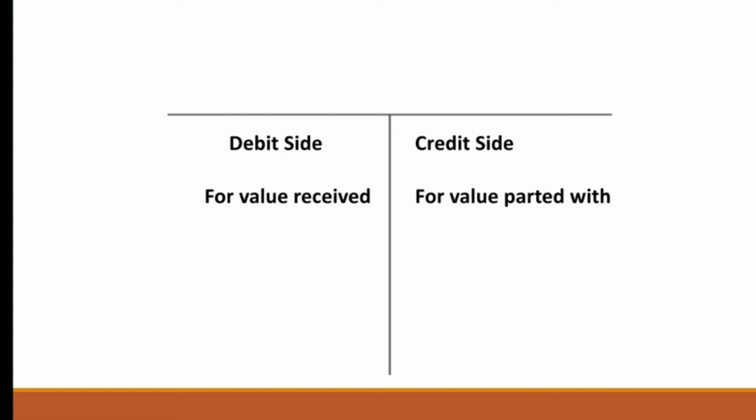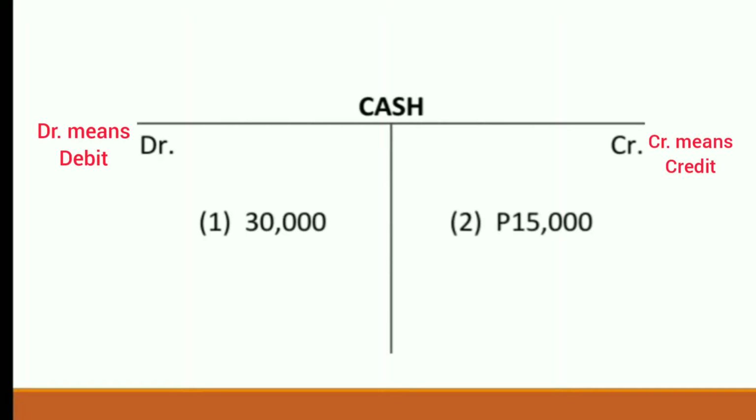The left hand side is called the debit side, and this is for the value received. And the right hand side is called the credit side, and this is for the value parted with. On top of the T account is where the account title is written. So we have here an example of a T account. Since the account title cash is written on top of the account, it will now become the cash account.